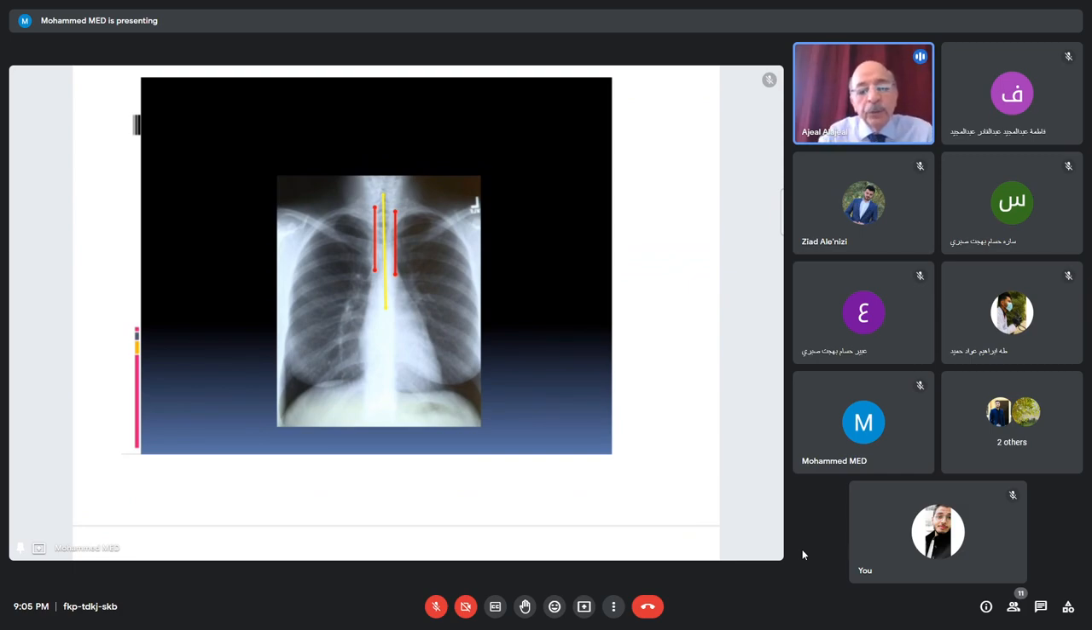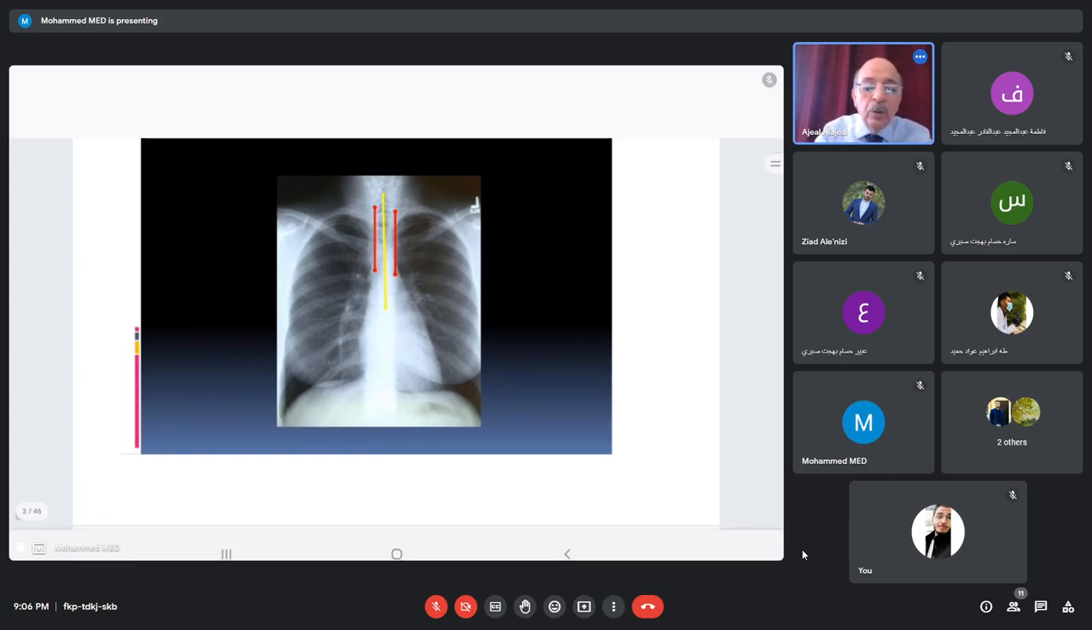Whenever you read a chest X-ray, please pay attention to two important facts. Number one is positioning of the chest X-ray. And what do I mean by positioning? I mean that the chest X-ray should be central, because if the patient is tilted to one side, then one lung will look bigger than the other lung.